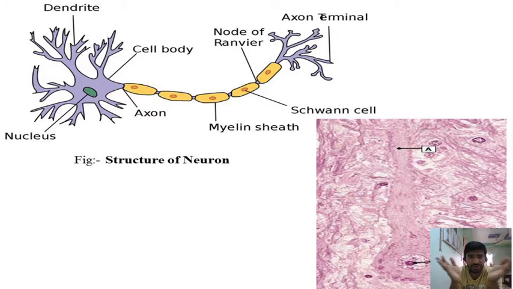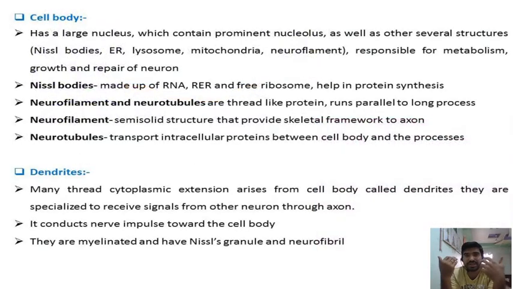This is the diagram of the neuron. The branch-like structures are called dendrites. These dendrites arise from the cell body. The cell body has a large nucleus which contains a prominent nucleolus, as well as several structures: Nissl bodies, endoplasmic reticulum and various cell organelles present in this cell body.